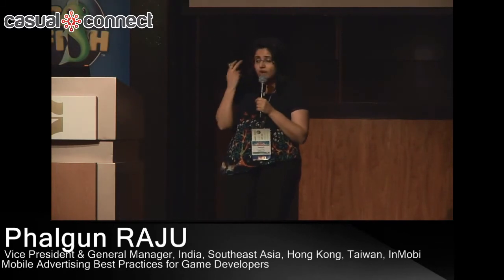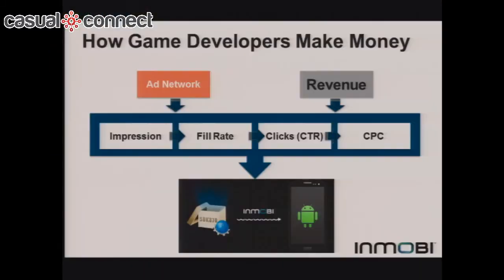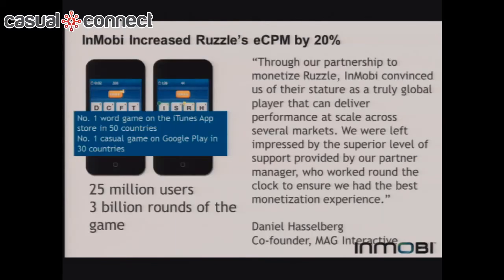So the way this works, from an ad network perspective, is you have your impressions, you have your fill rate that I just explained, and then you have your clicks, and then you have your CPC. And it ends up becoming a rev share. So that's basically how the model works. And here's just an example.